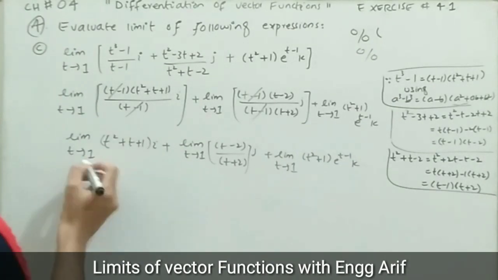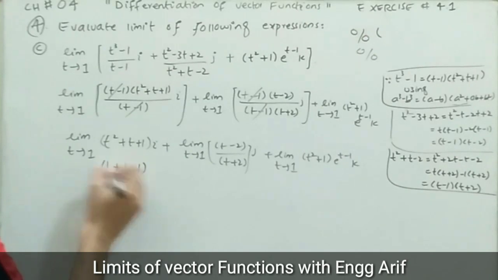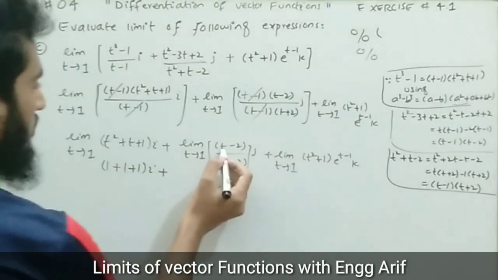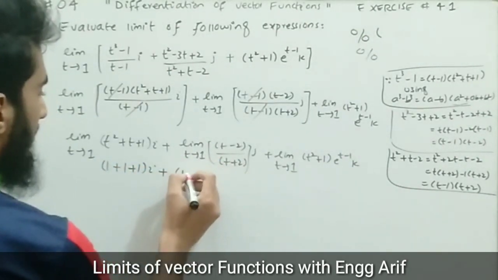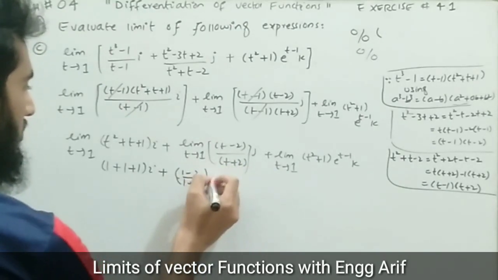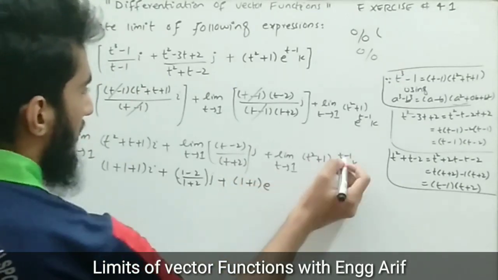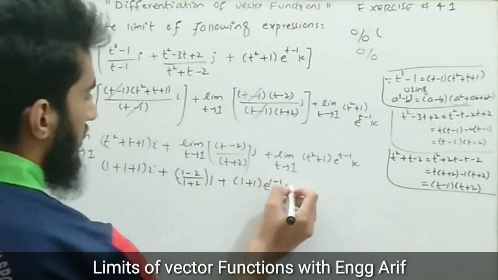Now by applying limit t approaches 1, it becomes 1 plus 1 into i, and plus, if I put 1 over here, it becomes 1 minus 2 over, and if I put 1 over here, it becomes 1 plus 2 into j. And plus, putting 1 over here, it becomes 1 plus 1 into e power t is 1, so it becomes 1 minus 1 into k.